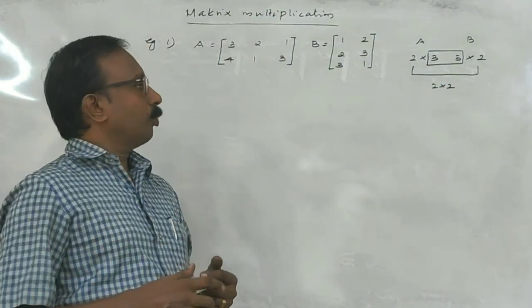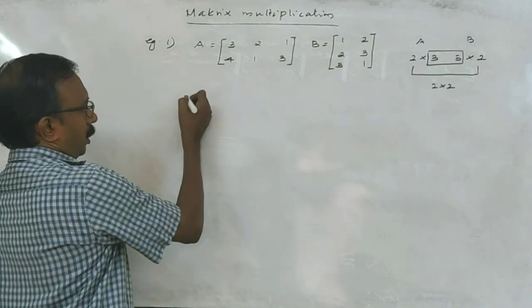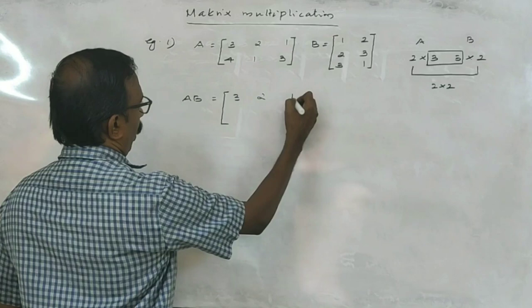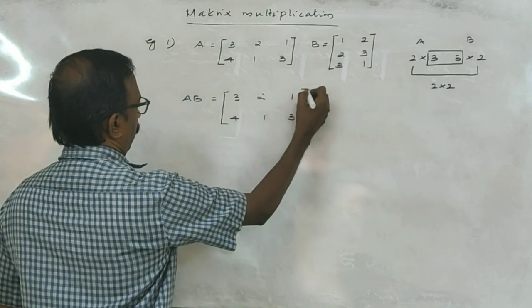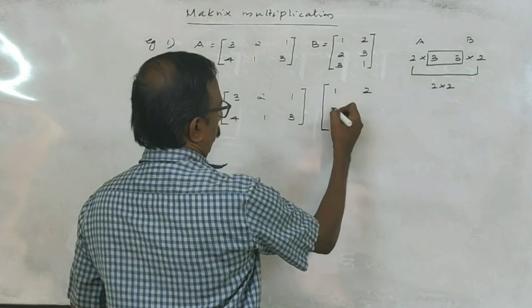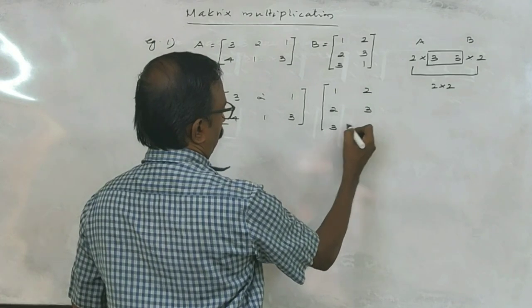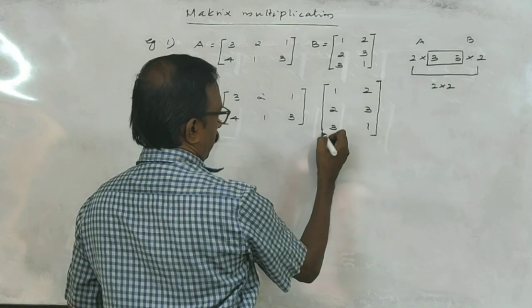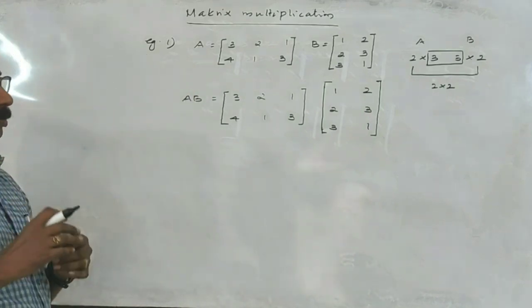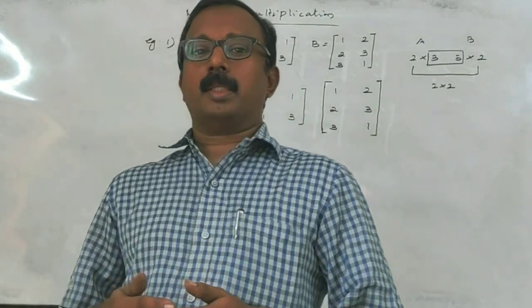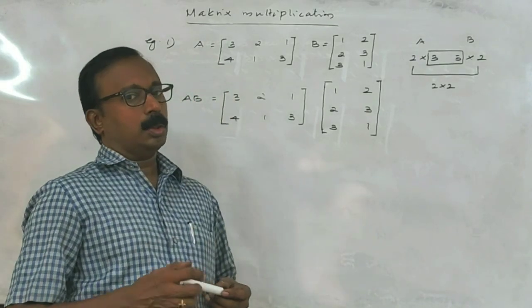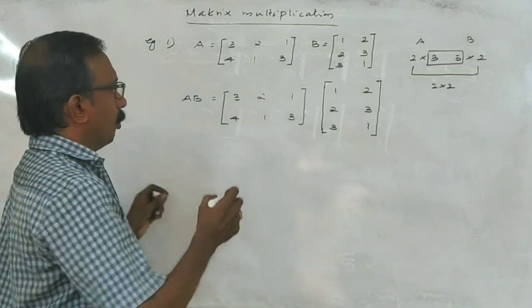Now, how can we find the product of these two matrices? AB is equal to A, [3, 2, 1; 4, 1, 3], times B, [1, 2; 2, 3; 3, 1]. I am writing these two matrices like this. How to multiply these matrices? Be careful. Multiplication of two matrices is somewhat more difficult than addition, so you should carefully note how to multiply these two matrices.